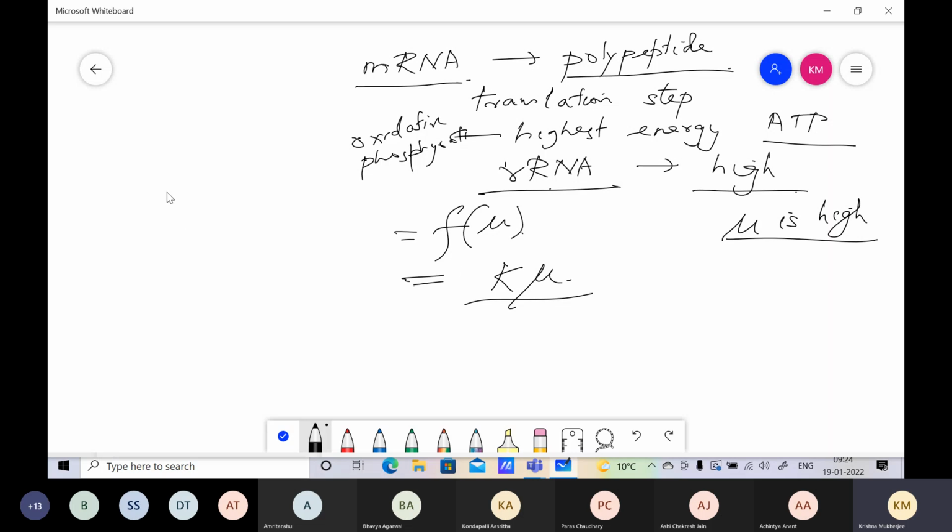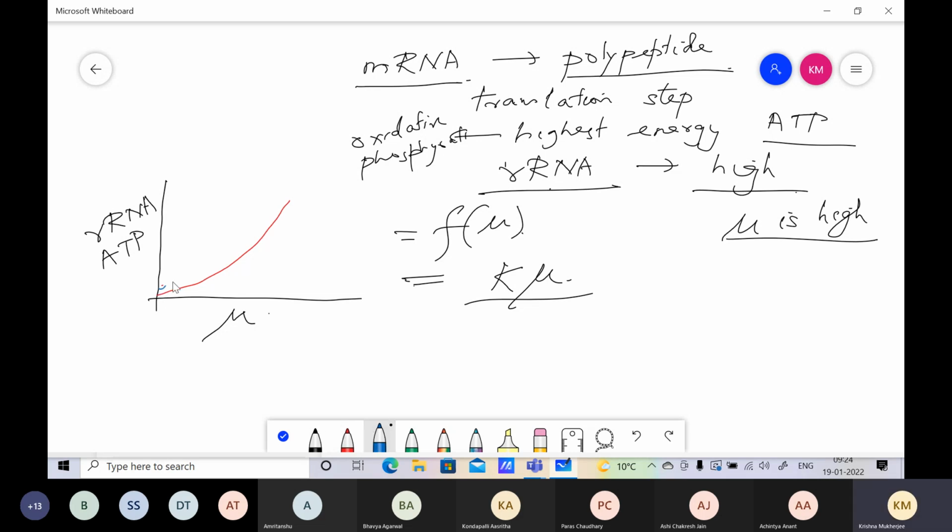So as mu increases, if you look at rRNA synthesis genes, ATP, and oxidative phosphorylation rates, usually the graph is like this.